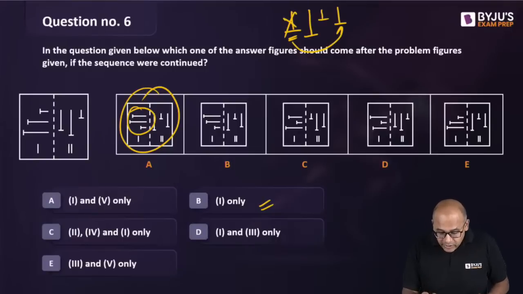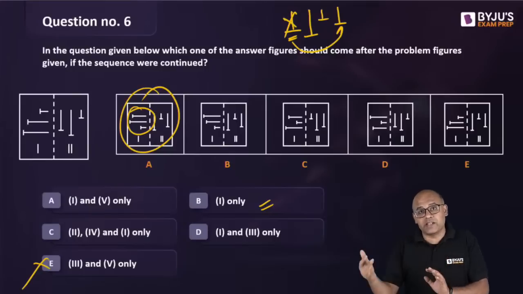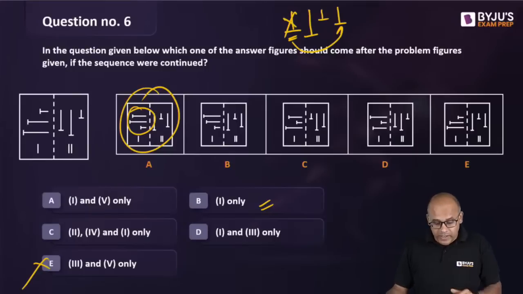One in combination with what? E is definitely gone because we have to look at options which have 1. So 1 is matching. What else is matching? Let's see 1 and 4. Where is 4? Oh, sorry, 1 and 5. Where is 5? 5 is E. So let's take a look at this.